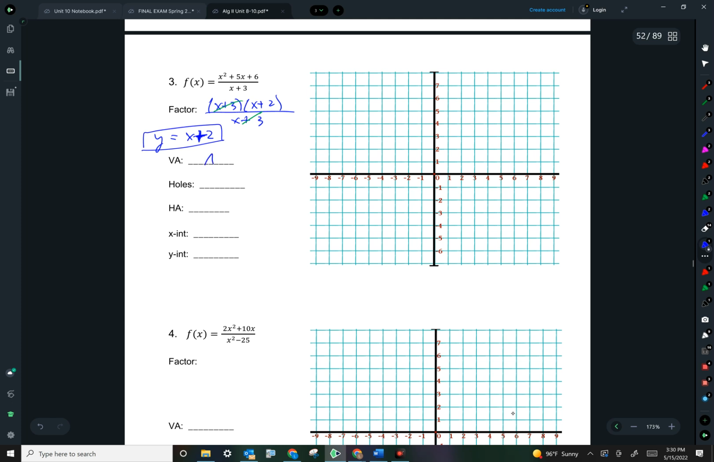There's no vertical asymptote because there's nothing left in the denominator. There is a hole at -3 because that's what canceled out.